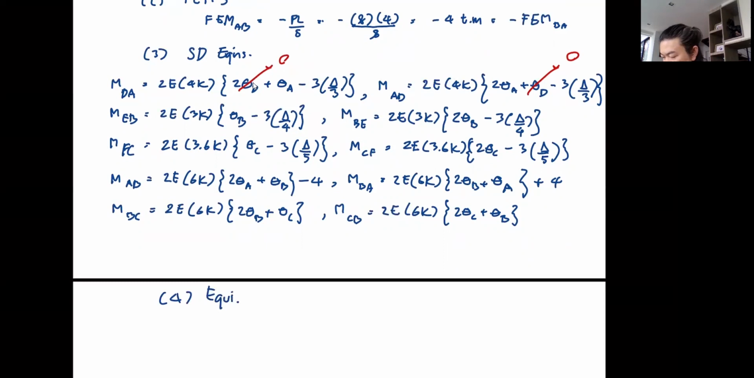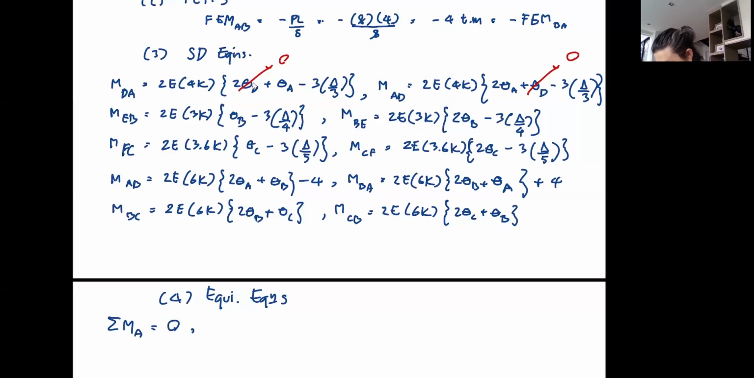Okay? Equilibrium equations. Now you have sigma MA equal to 0. Joint A, you have MAD and MAB. So it is this one and that one. Now you have to be very, very mindful when you do this. You can try to track that later on, but let me give you the number.